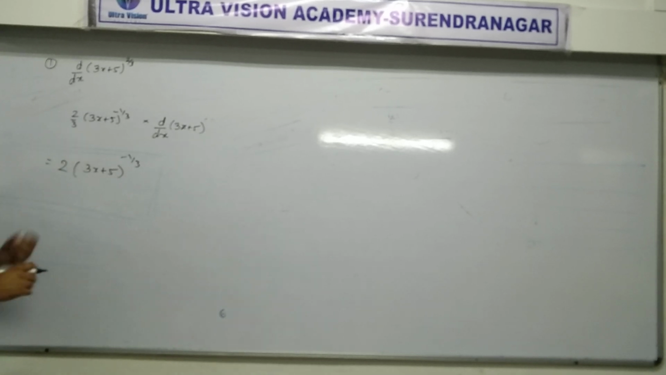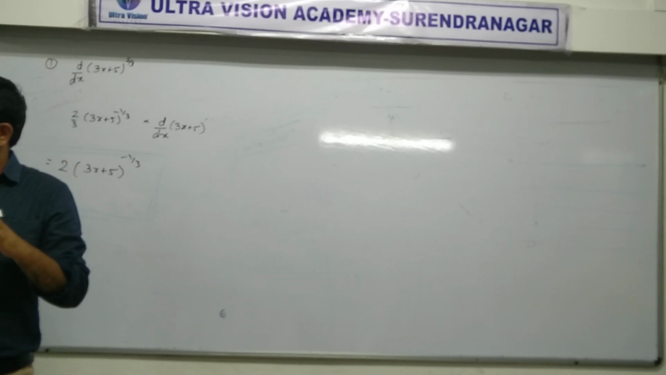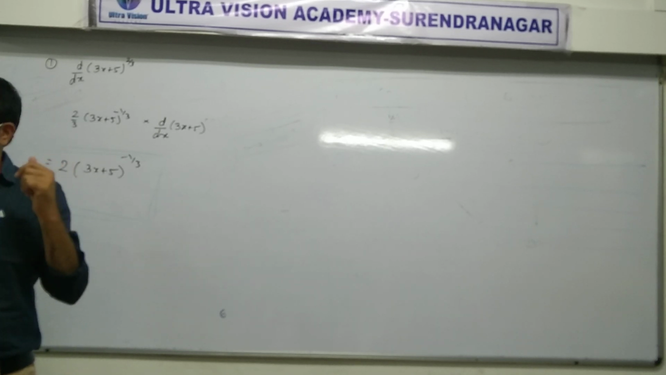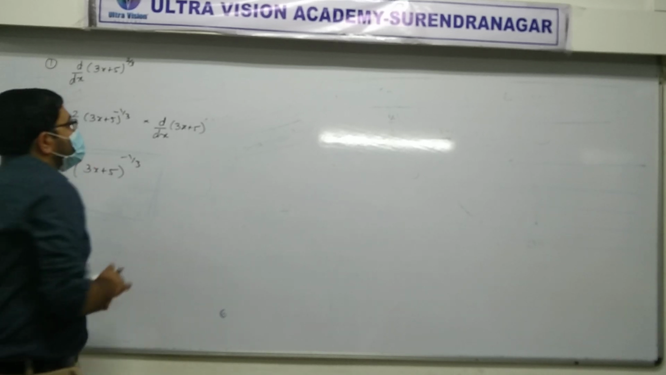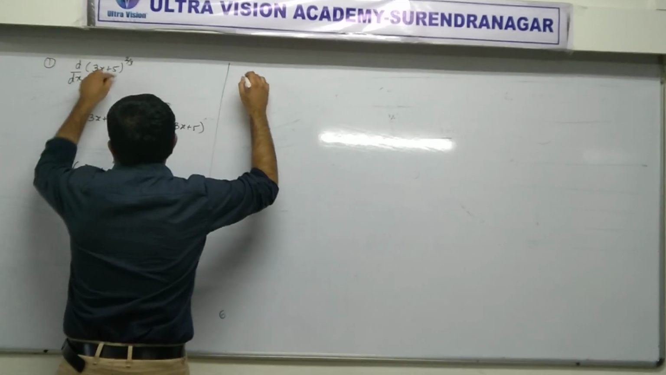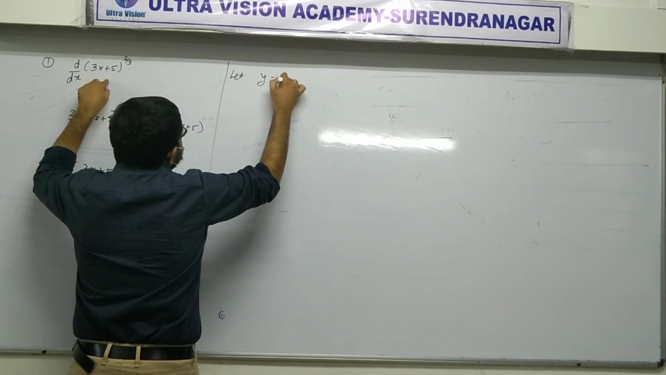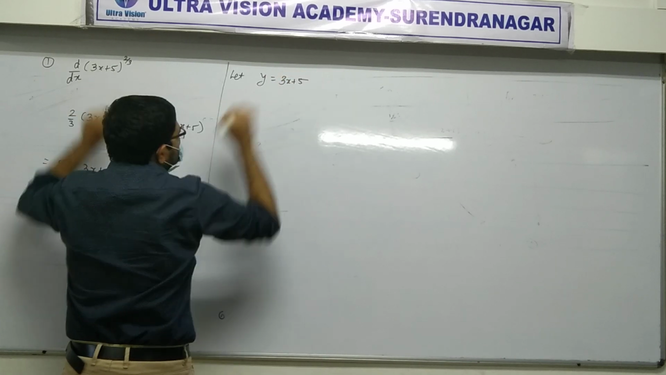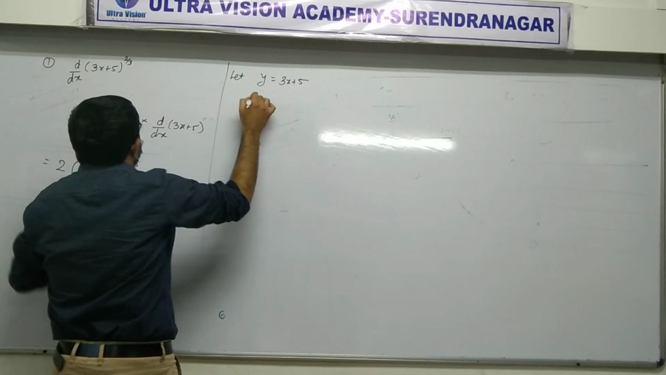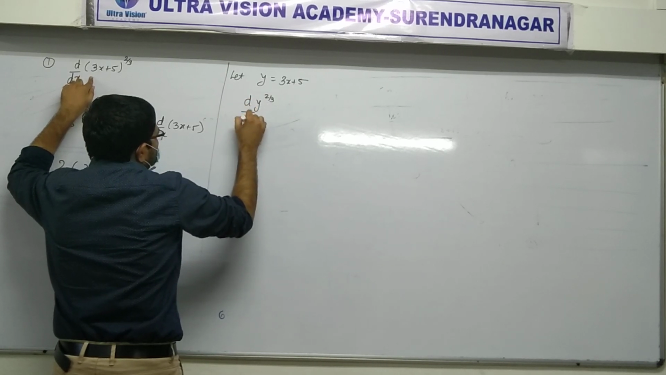I'm showing the whole process by 2 methods: one by writing the steps and one direct, the basic one. If you don't write the steps, you will do it very fast. Let's start. First of all, I've told you that whatever you are seeing here, you can take it as y, for example. So let y be equal to 3x plus 5. So now what we have to find has become d(y raised to 2 by 3)/dx.